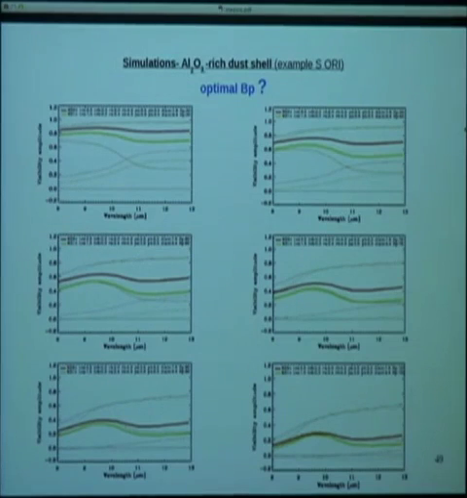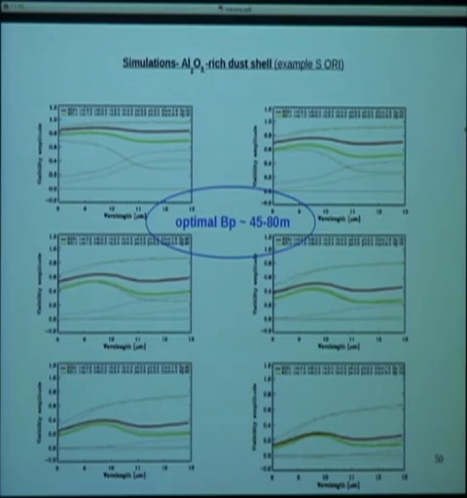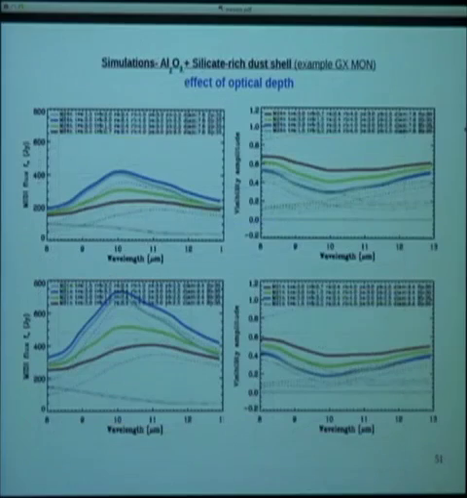And again, as in the previous case, this is just visibilities versus wavelength. Only what is changing is the projected baseline. And the optimum for this star is a projected baseline between 45 to 80 meters. In this case, we are more likely to distinguish dust formation.